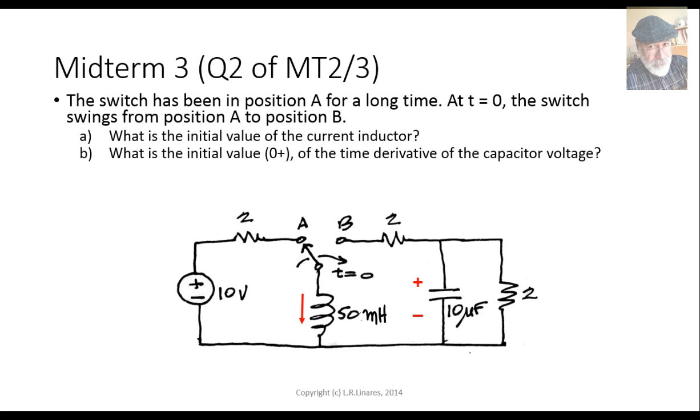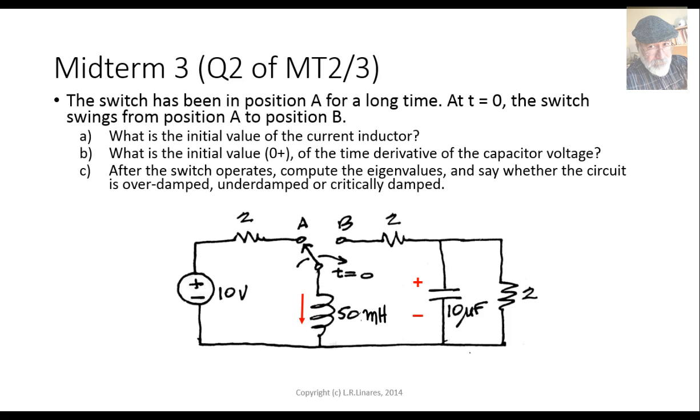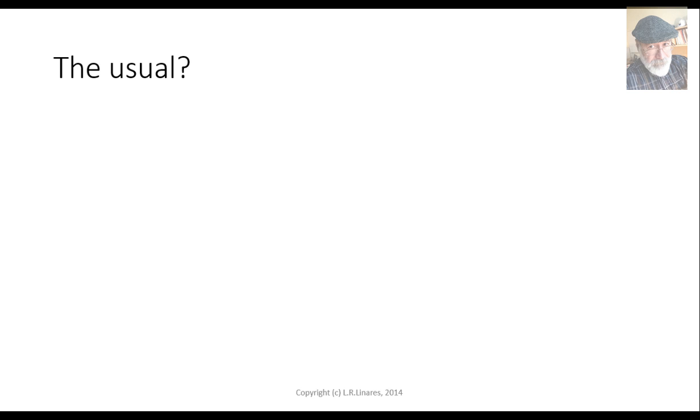B. What is the initial value at 0 plus of the time derivative of the capacitor voltage? That is dVc/dt at 0 plus. What is that? And C. After the switch operates, that is for t after 0, compute the eigenvalues and say whether the circuit is overdamped, underdamped, or critically damped. Let's do it.